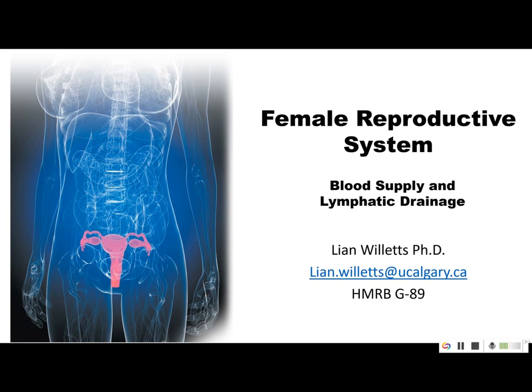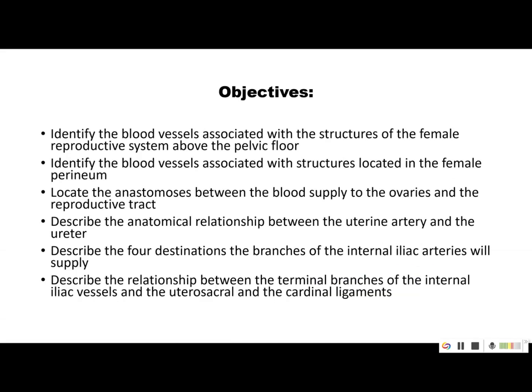Female reproductive system, blood supplies, and lymphatic drainage. A competent student at the end of this podcast should be able to identify the blood vessels associated with the structures of the female reproductive system above the pelvic floor, to identify the blood vessels associated with the structures located in the female perineum, to locate the anastomosis between the blood supplies to the ovaries and the reproductive tract, to describe the anatomical relationship between the uterine arteries and the ureter, to describe the 4 destinations the branches of the internal iliac arteries will supply, and to describe the relationship between the terminal branches of the internal iliac vessels and the uterosacral and the cardinal ligaments.